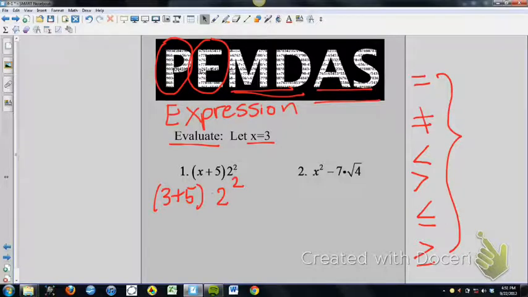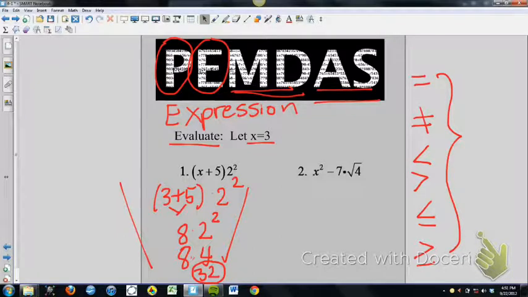Okay, so I would do parentheses first, so 3 plus 5 is 8. I'd bring down the 2 squared, and then 2 squared is 4, so I'd have 8 times 4, and I bring it down in this funnel shape. Okay, and 8 times 4 is 32. Okay, and then I circle my final answer. Alright, for the next one, I would again substitute first.